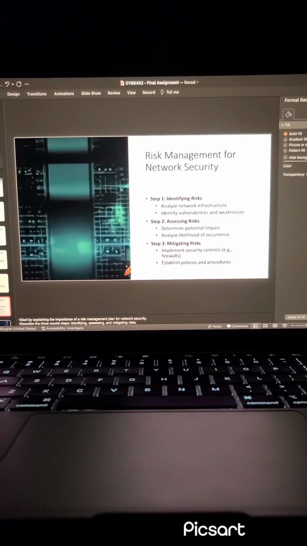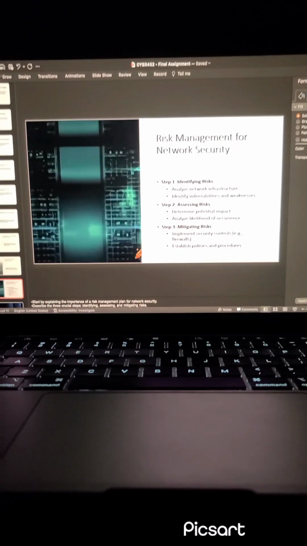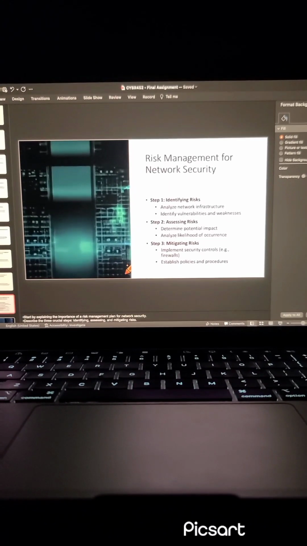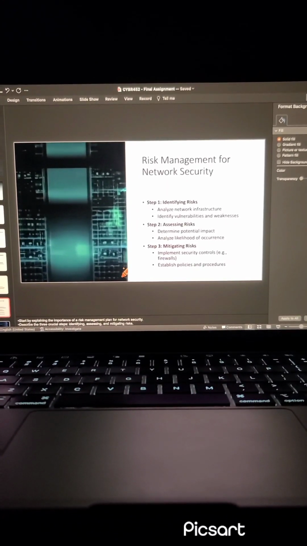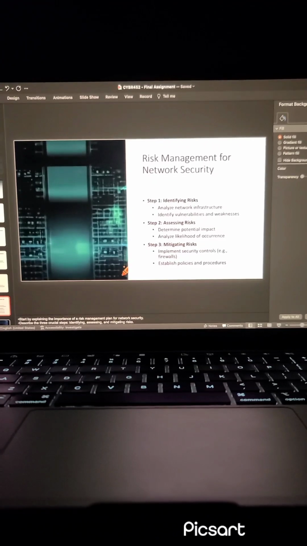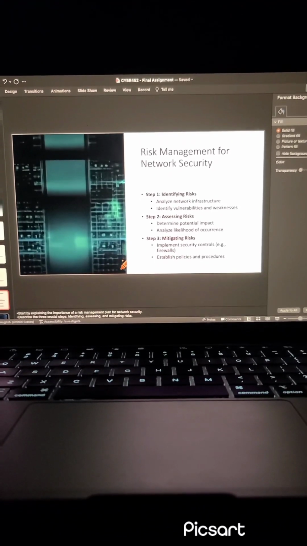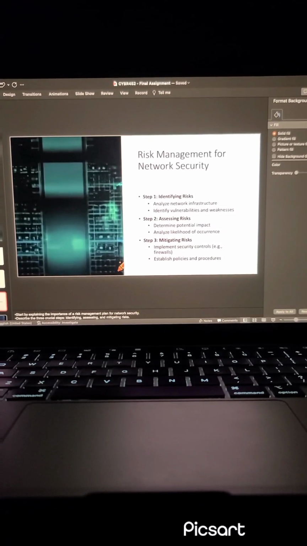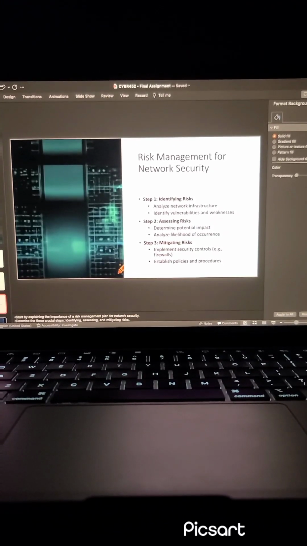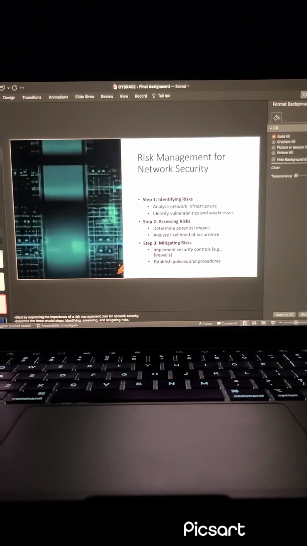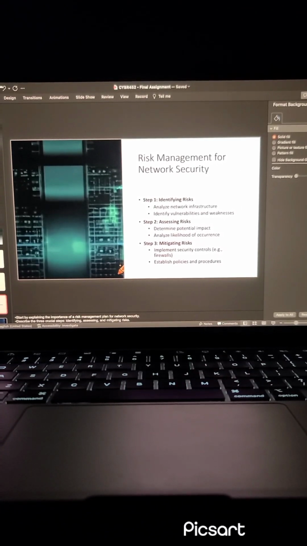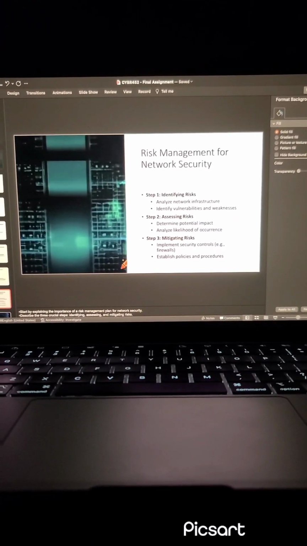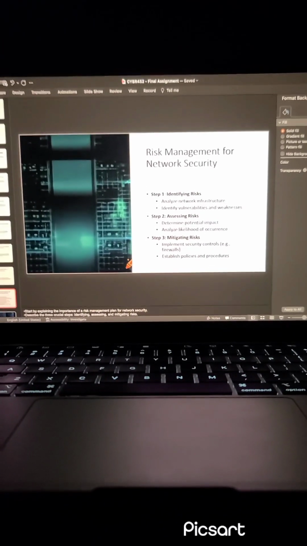Next up, we have risk management for network security and the 3 steps. Step 1 is identifying the risks. Analyze network infrastructure, identify vulnerabilities and weaknesses. Step 2 is assessing the risks. Here you have to determine the potential impact and analyze the likelihood of occurrence. Step 3 is mitigating risks, basically implementing security controls, firewalls, and whatever you need. And then you establish the policies and procedures. So there are 3 crucial steps: identifying, assessing, and mitigating these risks.